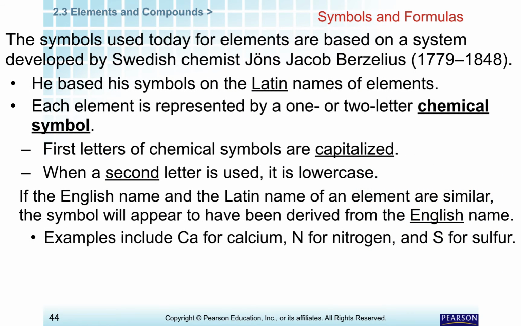The symbols used today are based on a system developed by Jan Jacob Berzelius. He based his symbols on the Latin names of elements, each represented by a 1 or 2 letter chemical symbol. The first letter of a chemical symbol is always capitalized. When there is a second letter, it must be lowercase. If the English name and the Latin name are similar, the symbol will appear to have been derived from the English name. For example, Ca for calcium, N for nitrogen, S for sulfur.